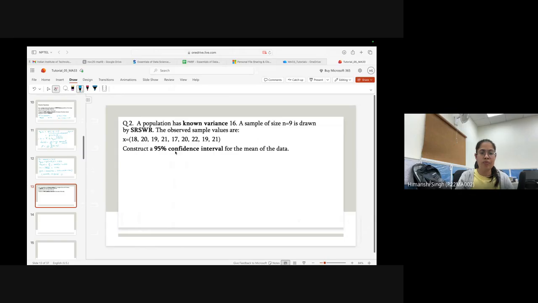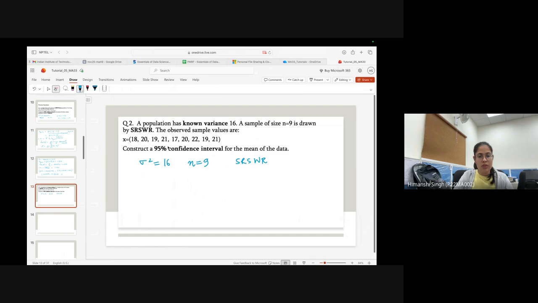So here, in the question, it is said that a population has known variance 16. So the population variance, which is sigma square, is given as 16. A sample of size 9 is drawn by SRSWR, simple random sampling with replacement. So this n is 9 and we are considering the technique SRSWR. The observed sample values are given, and I want to construct a 95% confidence interval for the mean of the data.